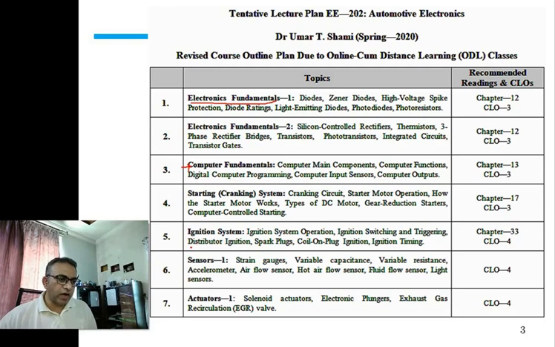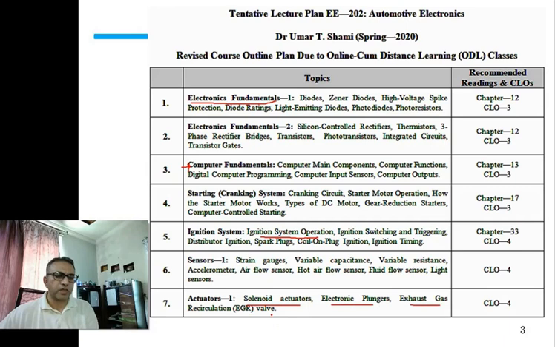After the cranking system, we will come to the ignition system. The topics that we will cover in the ignition system will include ignition system operation, ignition switching and triggering, distributor ignition, spark plugs, coil on plug ignition, ignition timing. After we complete the ignition system, we will come to sensors. Sensors include strain gauges, variable capacitance, variable resistance, accelerometer, airflow sensor, hot airflow sensor, fluid flow sensor, and light sensors. And then finally, we will do actuators. Actuators are the outputs. So in the actuators, we will cover solenoid actuators, electronic plungers, exhaust gas recirculation.